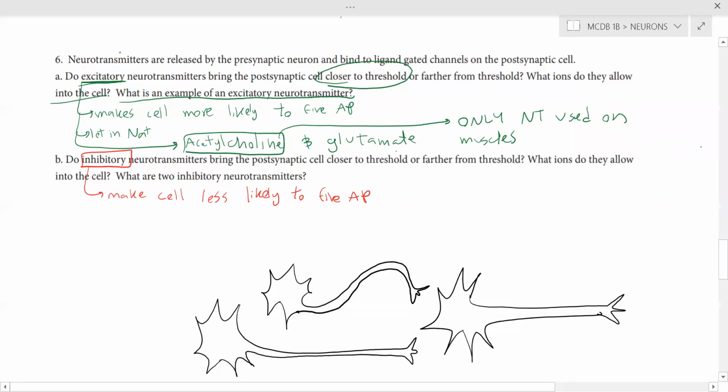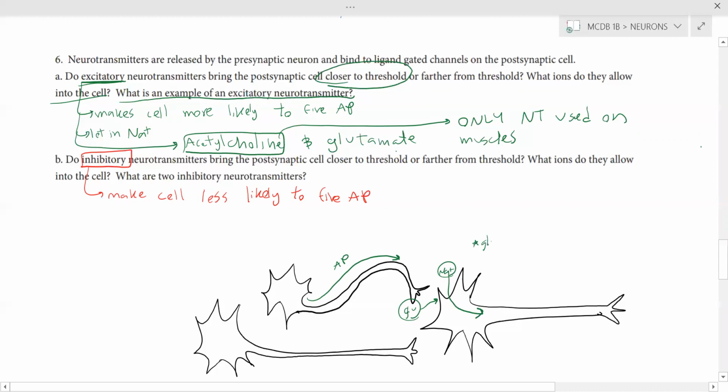Cool, so just to draw it out, let's say this neuron fires an action potential. It releases a neurotransmitter. Let's say it's glutamate. It releases glutamate. It binds to this cell. Then this cell will allow sodium to come in through its channel. That makes the cell more likely to fire an action potential. It makes the cell more depolarized, right?